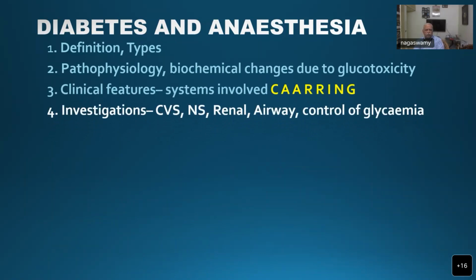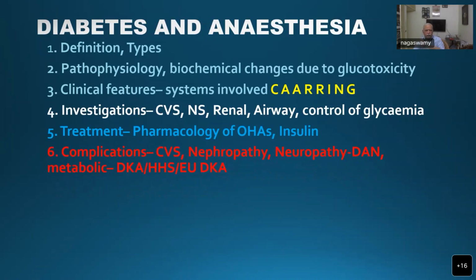to cardiovascular, neurosurgery, nervous system, renal, airway, control of glycemia, treatment, pharmacology of OHAs and insulin, what are the complications: the cardiovascular system complication, nephropathy, neuropathy, diabetic autonomic neuropathy, metabolic DKA, and nowadays we have one extra condition apart from DKA and HHS, which is euglycemic DKA, with a newer drug which is now more popularly prescribed by both cardiologists as well as the diabetologists. I will come to that later.